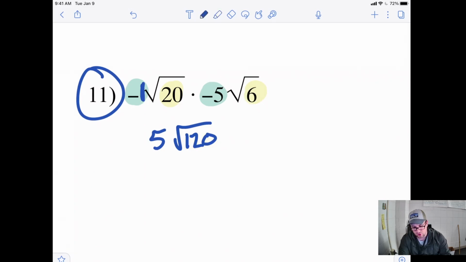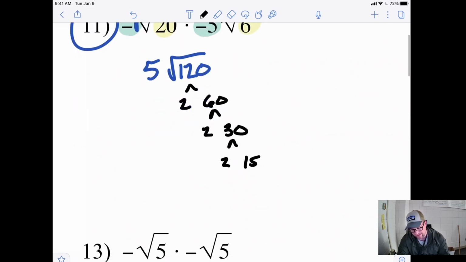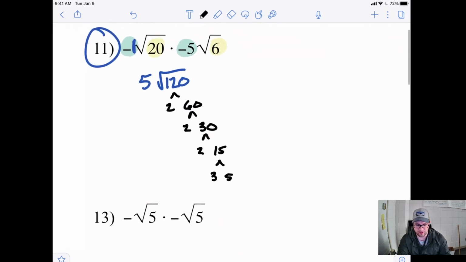Now, don't stop there. You are not done. You still need to do a little bit more work. So here's how that's going to work. 120, we want to break that down, is going to be 2 and 60. 60 is going to be 2 and 30. 30 is going to be 2 and 15. 15 is going to be 3 and 5. I know you know how to break that down, which is why I go over it a little bit quick, trying to keep the video a little bit shorter.